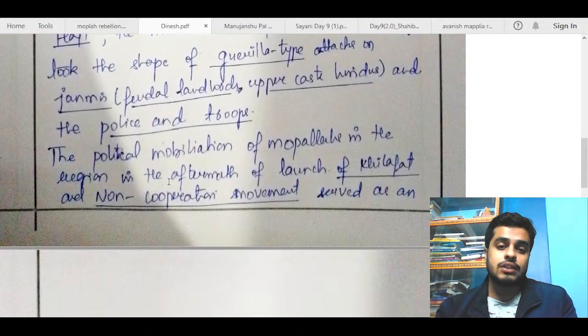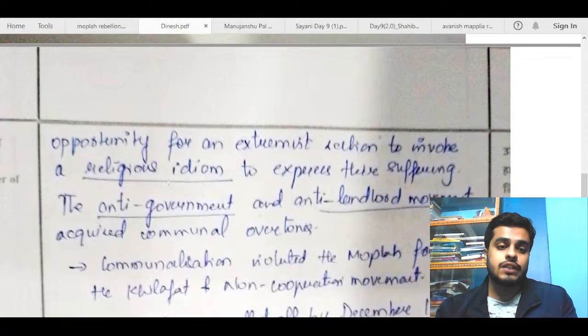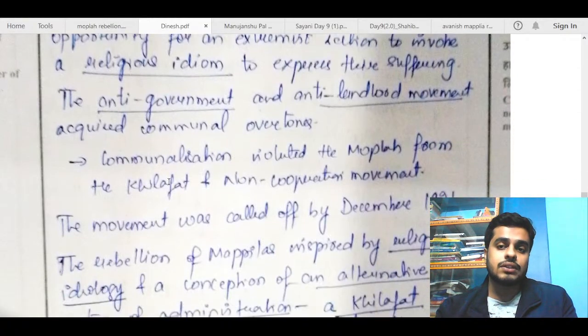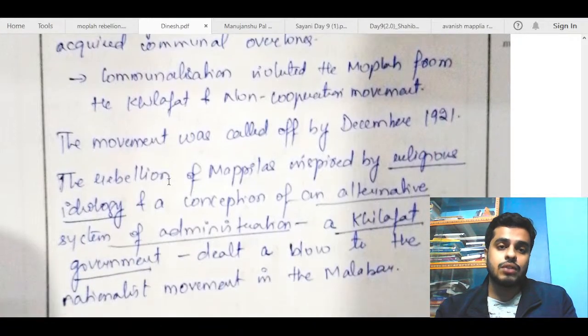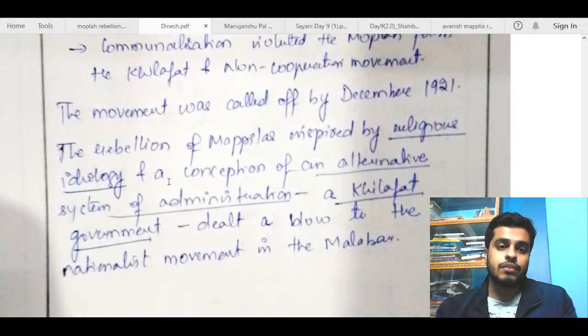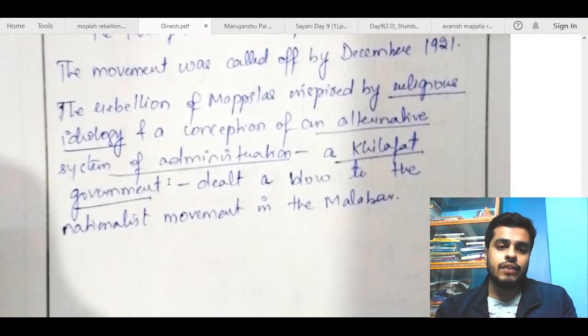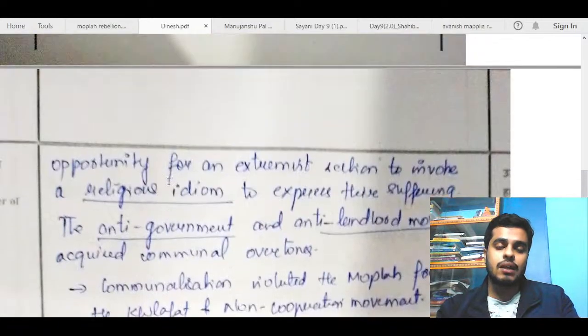The political mobilization of Moplahs in the region in the aftermath of the launch of the Khilafat and non-cooperation movement served as an opportunity for an extremist section to invoke religious idiom to express their suffering. The anti-government and anti-landlord movement acquired communal overtones. Communalization alienated the Moplahs from the Khilafat and non-cooperation movement, which was called off by December 1921. The rebellion of Moplahs, inspired by a religious ideology and a conception of an alternate system of administration, dealt a blow to the nationalist movement in Malabar.